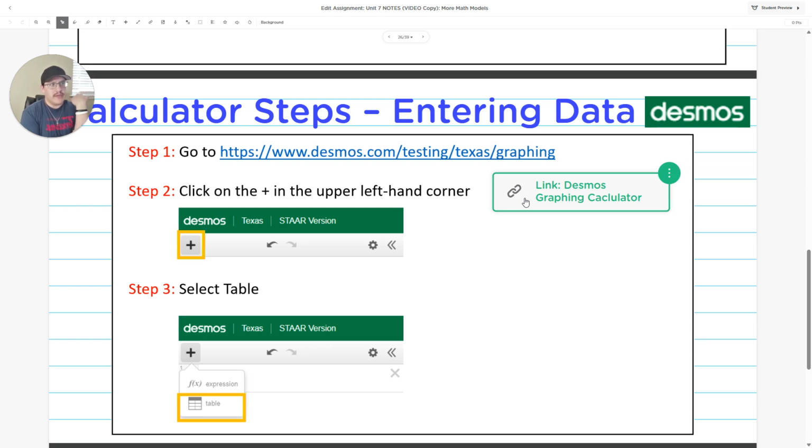We're mostly using the Texas state, the STAAR test version of the Desmos calculator. So search up STAAR test Desmos, STAAR version Desmos, and you'll see it there.